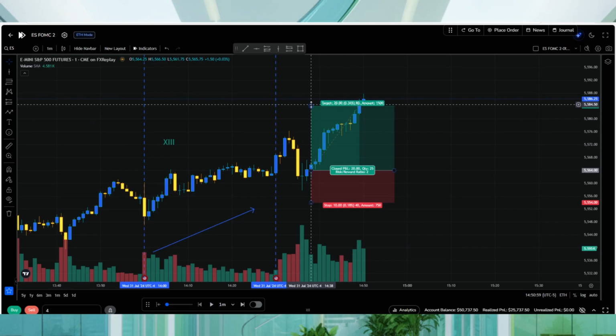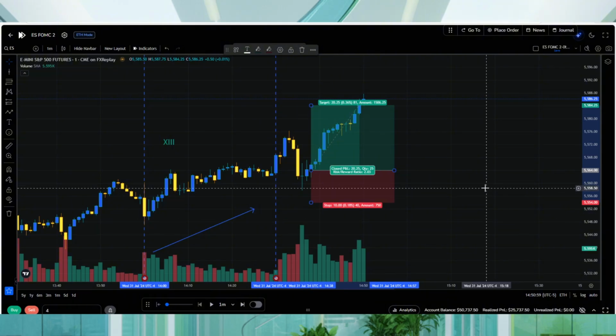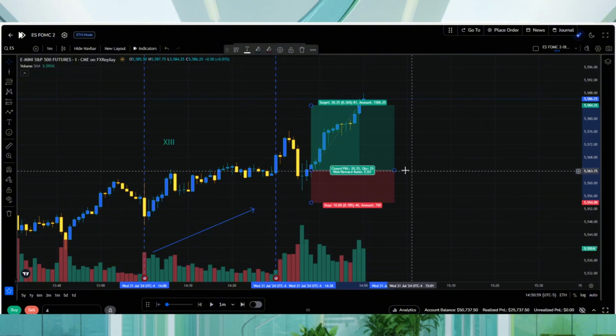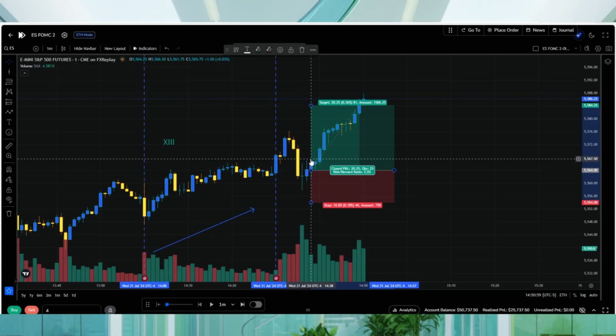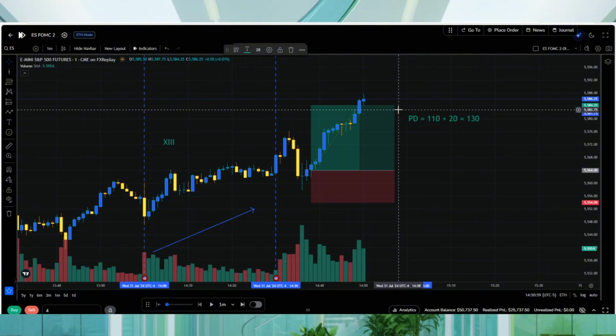And on occasions I do take higher than 2-to-1, but for the purposes of the back test, and what I typically take, will be a 2-to-1 entry. So, yep, plus 20. So our points delta is going to be plus 20.